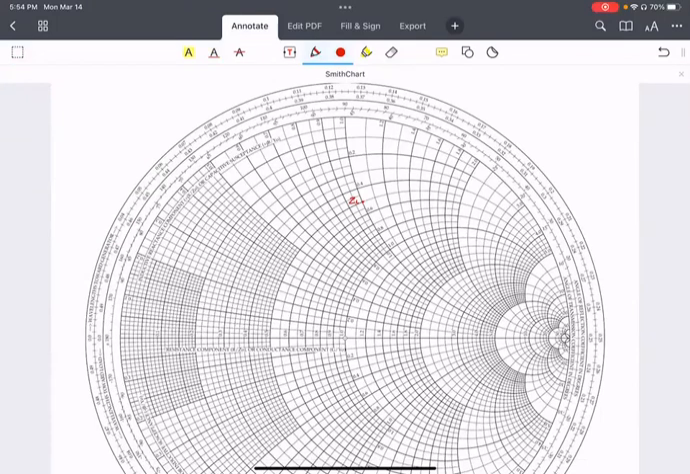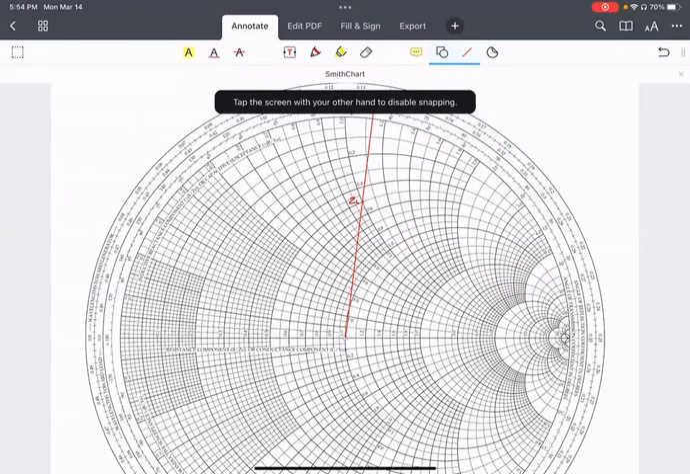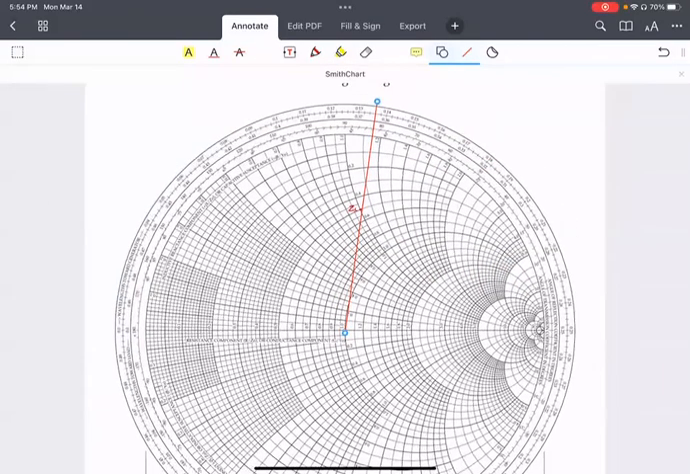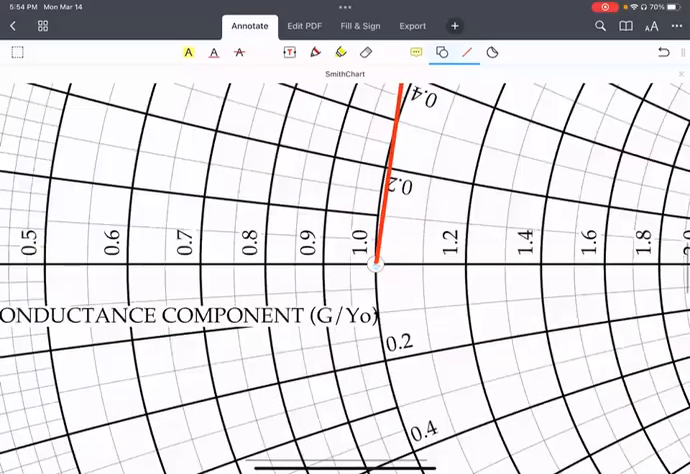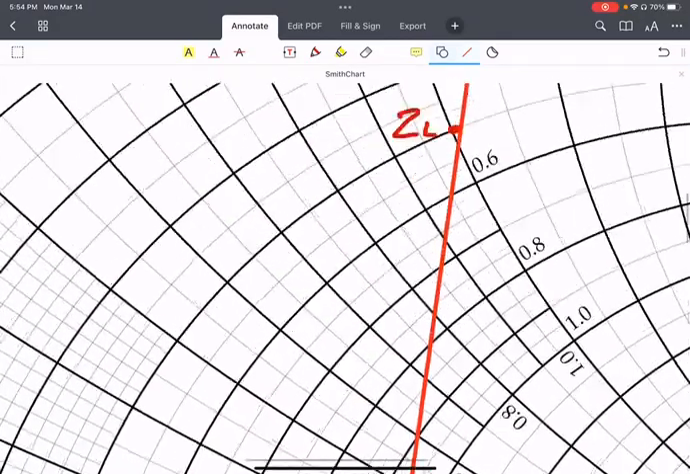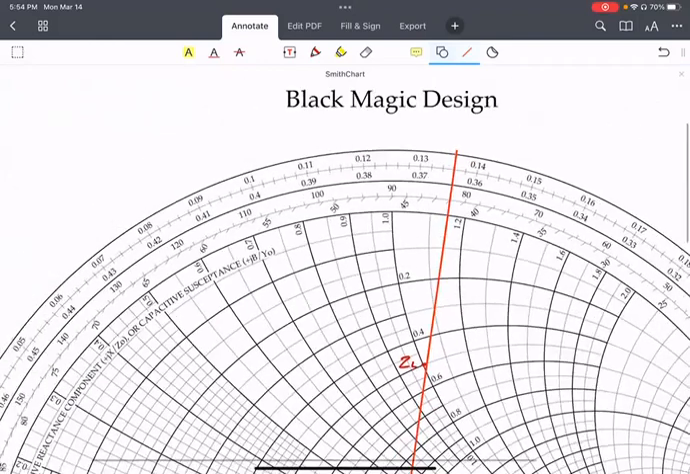Now we want to do the thing we talked about the last time. We want to draw a line. We want to draw a circle. Okay, so let's do those. The line starts from the center of the Smith chart. It's got to go through your point and go to the outside. Something like that's pretty good.